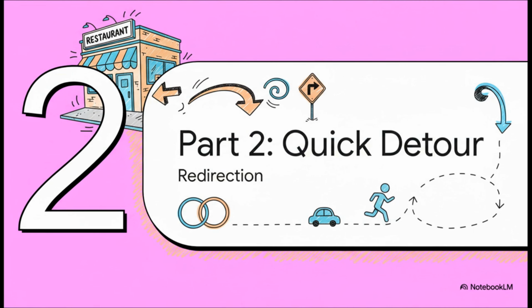So let's move on to the 300 series. I want you to think of this as the restaurant needing to send you somewhere else, just for a moment. It's not an error, it's just a little detour. Let's see how that works.